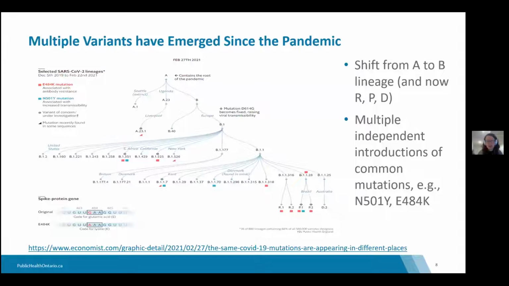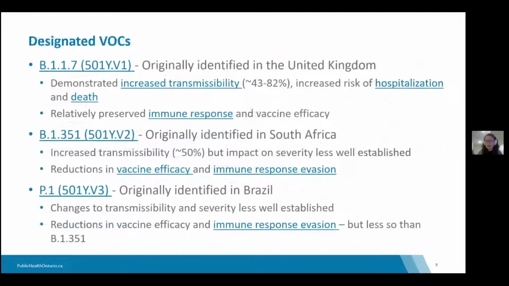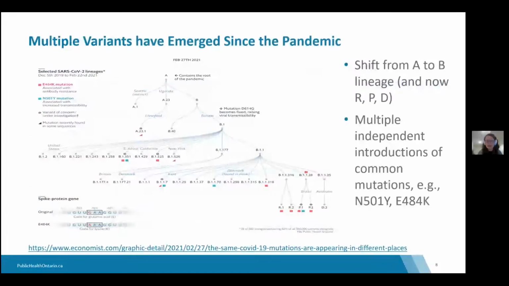So multiple variants have emerged since the start of the pandemic. Initially, there was an A lineage, and then a mutation occurred where the B lineage arrived, and then a number of different lineages and variants have been detected across the globe. We also see multiple independent introductions of common mutations. The two that we're going to talk about the most today are the N501Y mutation and the E484K mutation that are common to the main variants of concern. N501Y is common to several variants, and E484K is common to some of the additional ones we're going to talk about.